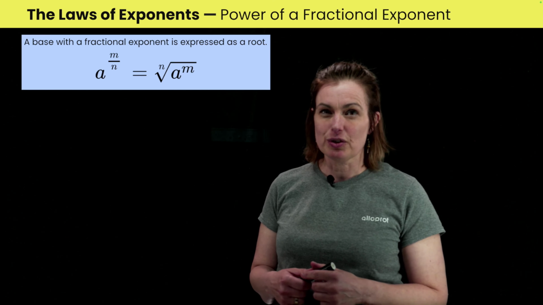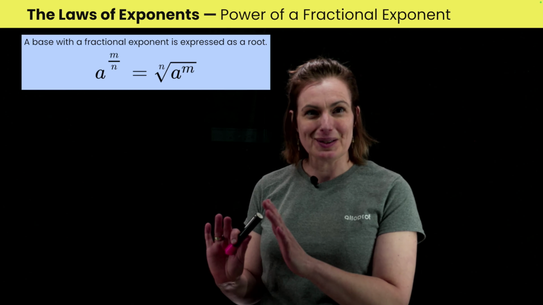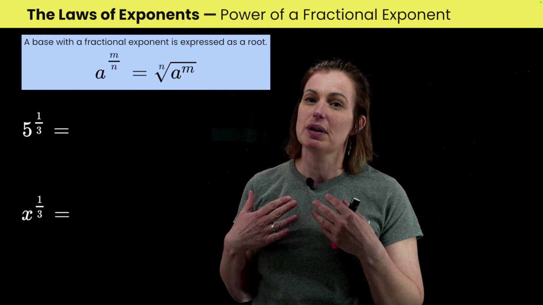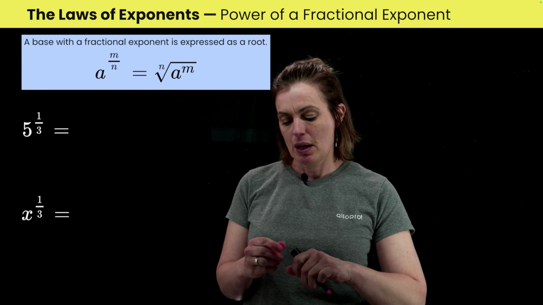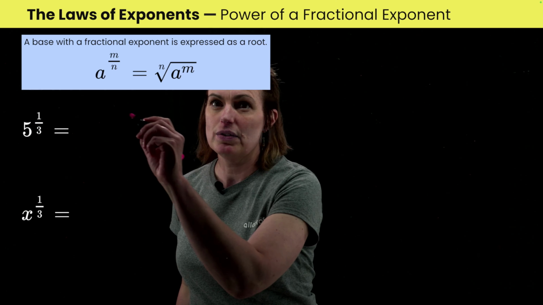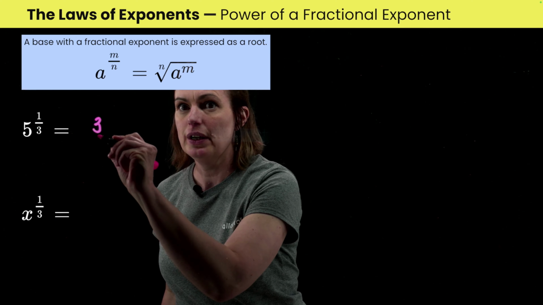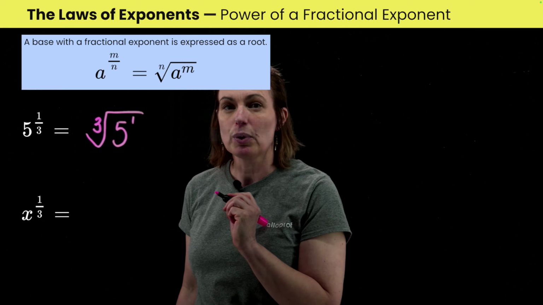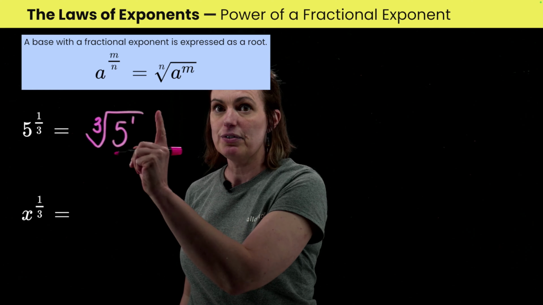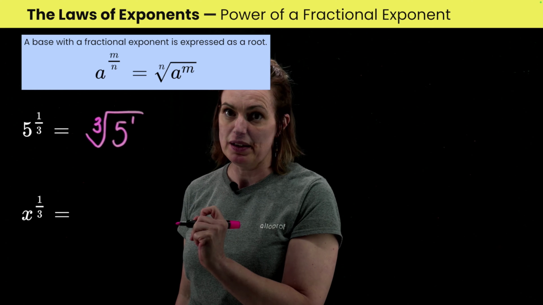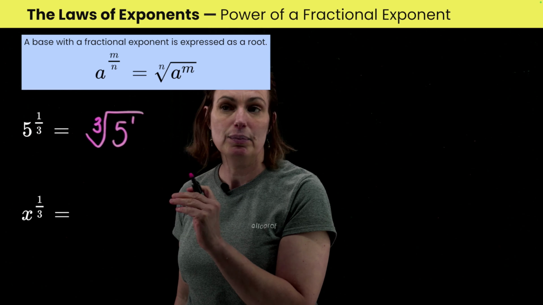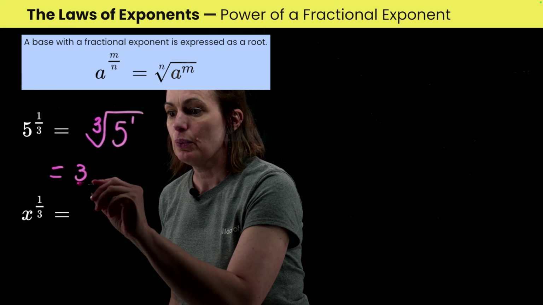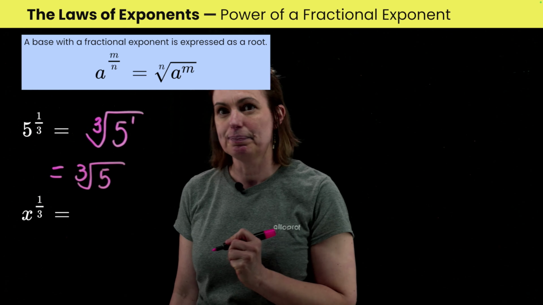A base with a fractional exponent is expressed as a root, according to the law. So let's take a look at what goes on here. If I have a base of 5 and my exponent is 1/3, what I'm going to do here is that denominator of a 3 is going to come out front here, and under the root sign, I'm going to put my 5, and that will be to the exponent 1. So in other words, the numerator of my fraction comes under the root sign with my base. Now, because it's a 1, I'm not actually needing to write it. So I'm going to just write my final answer as 3 root 5, just like that.